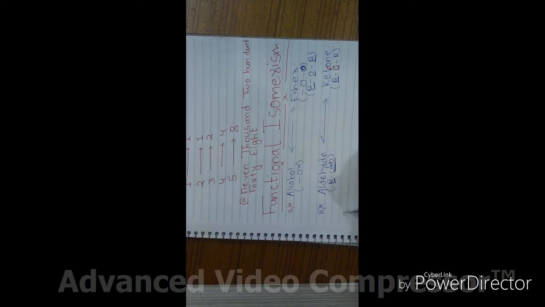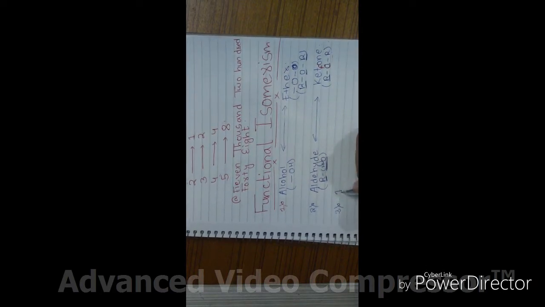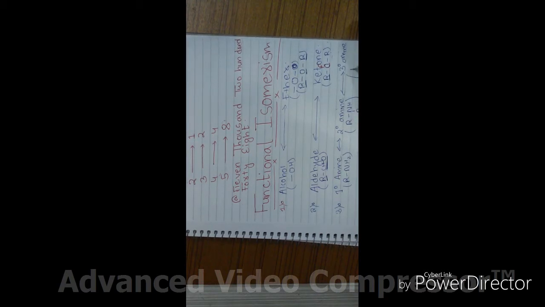Now in third, first degree amine, second degree amine, and third degree amine are functional isomers to each other. RNH2 represents first degree amine, and RNHR represents second degree amine, and RNRR represents third degree amine, where R is the alkyl group and NH2 is the functional group.